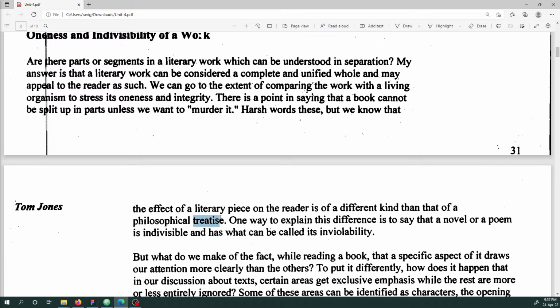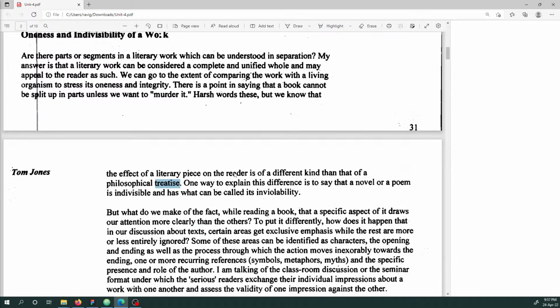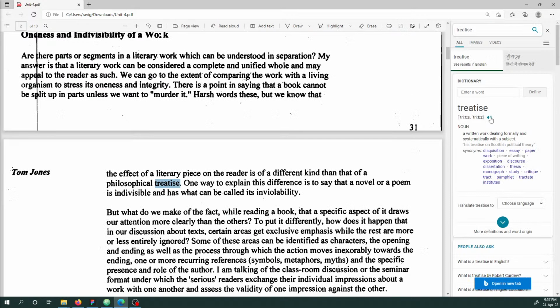I think I have to check this. Treatise. Treatise.